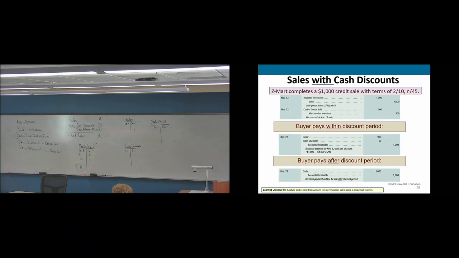Okay, so on November the 12th, remember the other day I said, when you sell something, you have 2 journal entries. This should be in your notes. 1, to record the revenue. The revenue is what you charge your customer. So it's a debit to accounts receivable and a credit to sales. It says for $1,000. That's what they charge the customer, right?